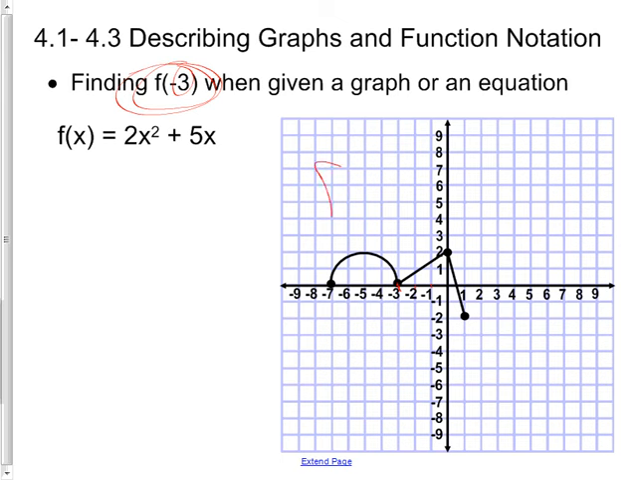If they asked for f of negative 3 on this graph, the answer would be, what's the y? Because they told you x is negative 3. What's the y there? 0.